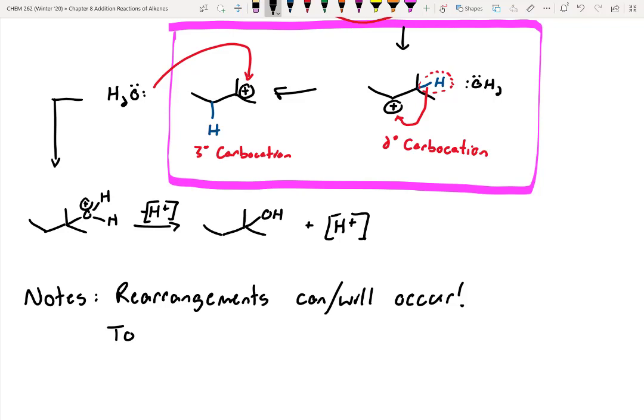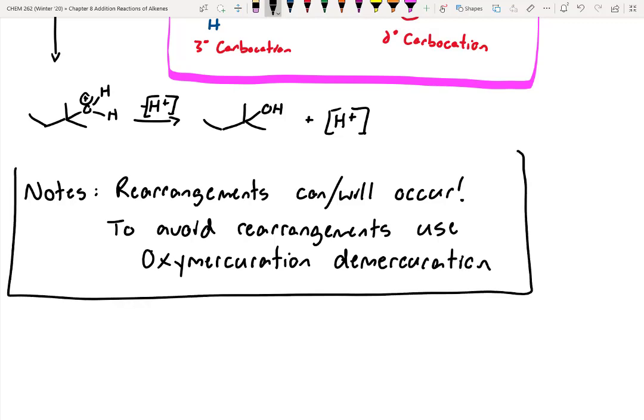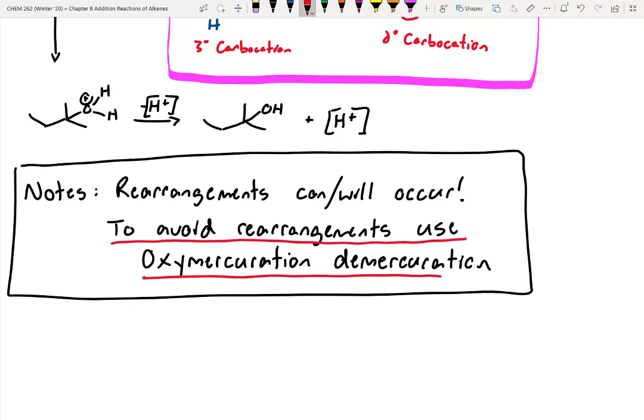Sorry, I shouldn't have boxed that. Everybody's like, my notes. To avoid rearrangements, use oxymercuration demercuration. So I'm going to even underline this in red.